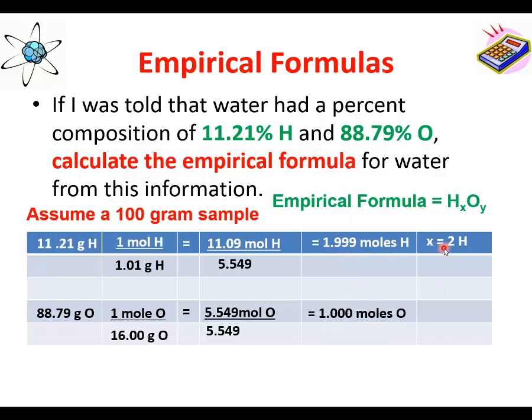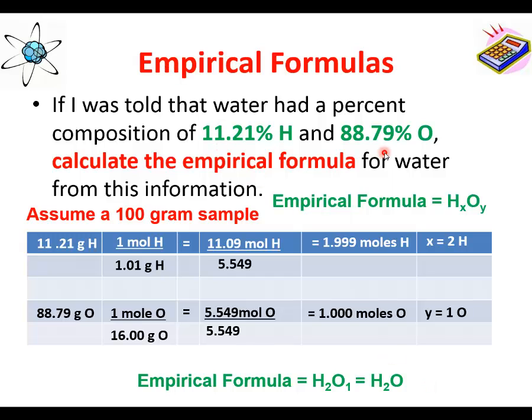So I have 2 hydrogens for every 1 oxygen in my formula. So my X is 2 and my Y is 1. So that helps me solve for my empirical formula, which for water is the same as the molecular formula, right? H2O1 or H2O. So we just solved for an empirical formula for a compound from only being given mass percents.